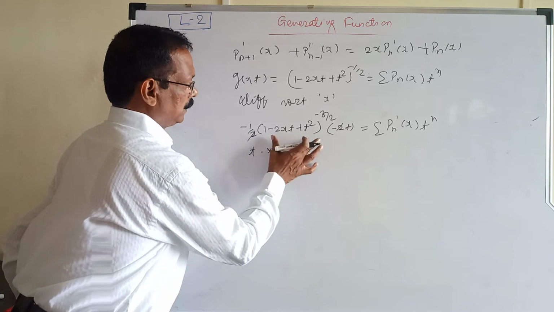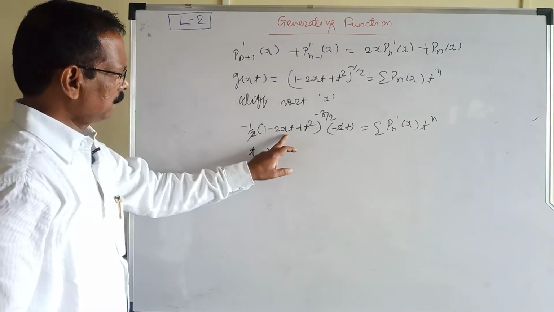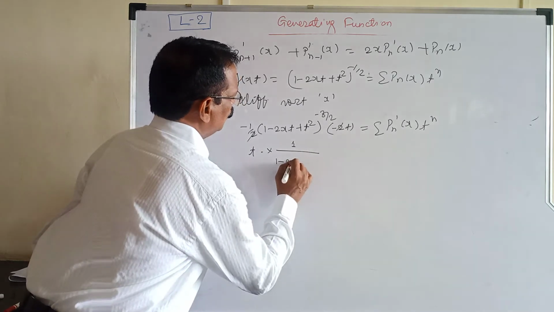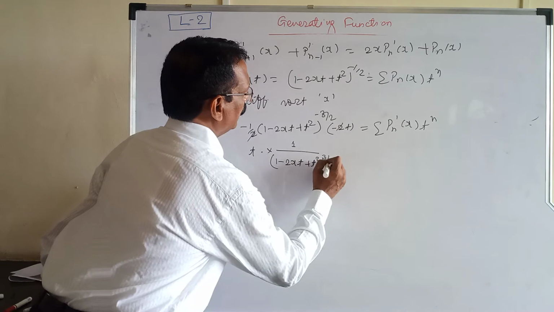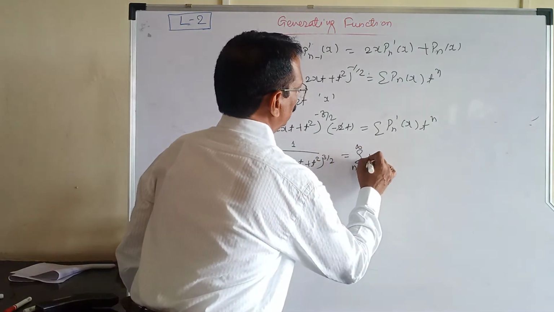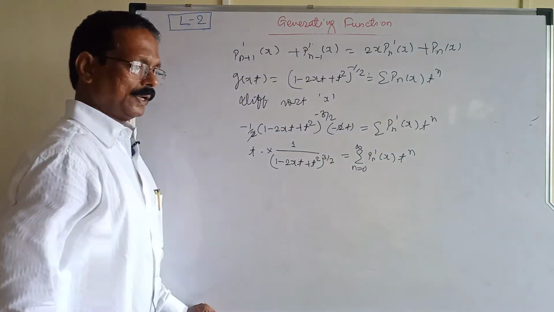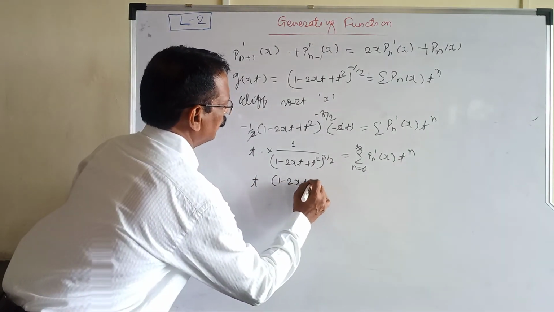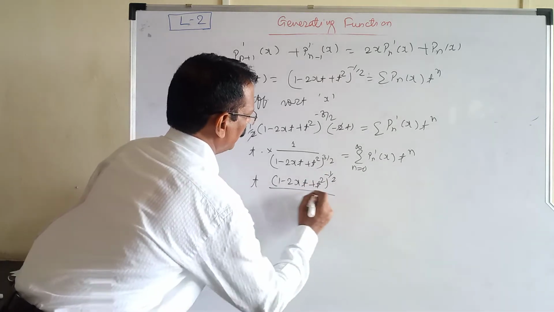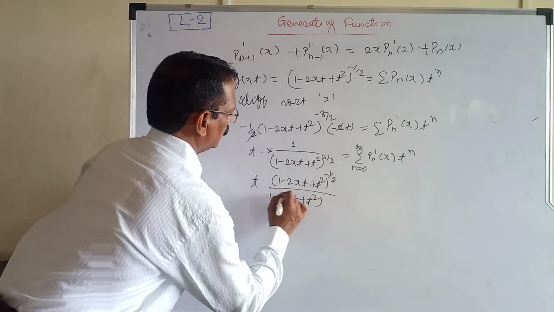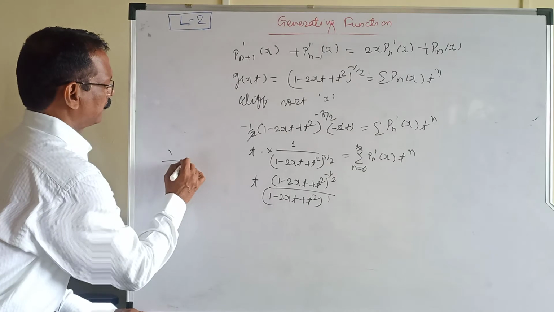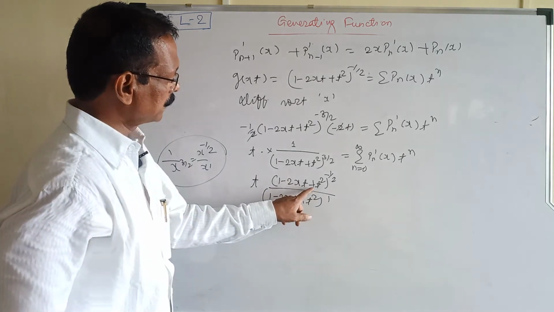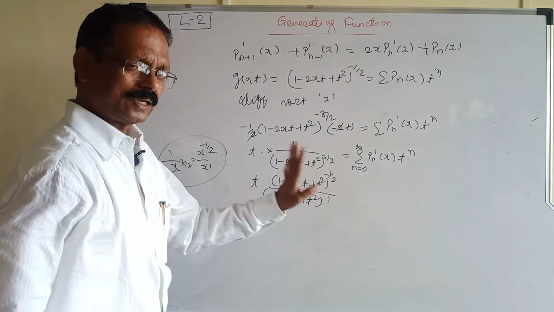So t into the bracket term here. As in the last example, this is 1 minus 2xt plus t square raised to minus 3 by 2. Can we write it this way? It is 1 upon 1 minus 2xt plus t square raised to plus 3 by 2, and the right hand side is the same, summation of n runs from 0 to infinity, Pn dash of x into t raised to n. So here this is the answer. Can we split this term as t into 1 minus 2xt plus t square raised to minus half, divided by 1 minus 2xt plus t square raised to 1? As last time I told you, 1 upon x raised to 3 by 2 can be written as x raised to minus half upon x raised to 1. Both are the same. Similarly, we can write it as 1 minus 2xt plus t square raised to minus half, divided by 1 minus 2xt plus t square raised to 1. Raised to 1 means it is the same.